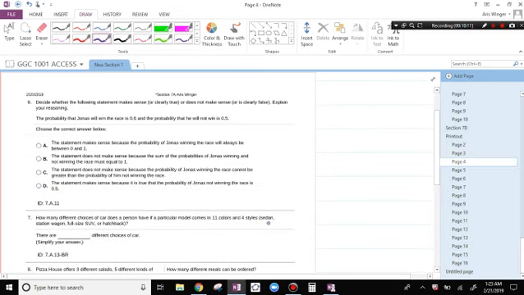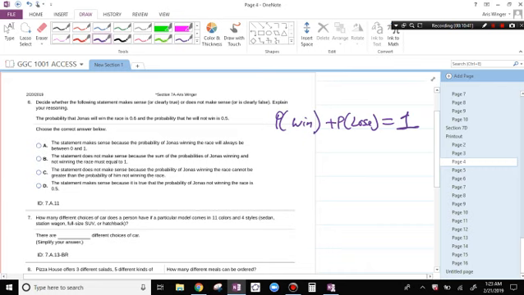Decide whether the following statement makes sense, or is clearly true, or does not make sense, or is clearly false. Explain your reasoning. The probability that Jonas will win the race is 0.6, and the probability that he will not win is 0.5. That does not make sense because the probability of winning plus the probability of losing, you can only do one or the other. It needs to be equal to 1. Either you win or lose, assuming there are no ties, right?